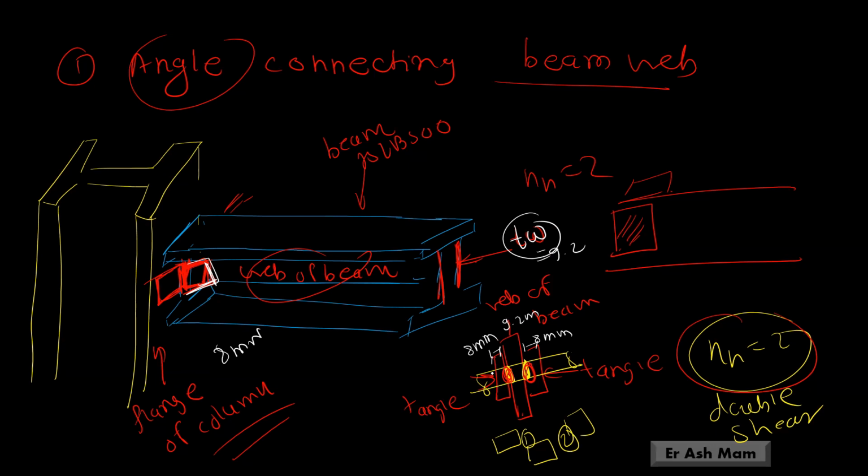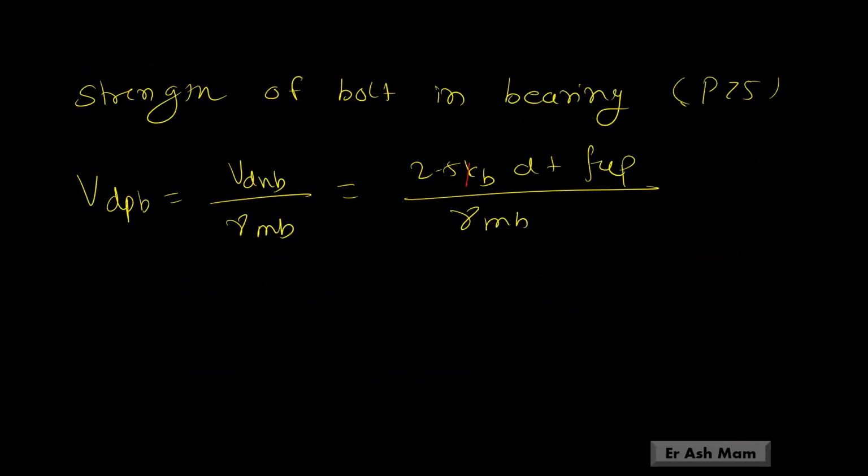It means the total thickness of these plates is 8 plus 8, 16. And the second one is the thickness of the web of the beam, which is 9.2. Therefore, the minimum is 9.2, so t equals 9.2. Then 2.5 into 1 into diameter 20 into minimum thickness 9.2, thickness of web of beam.